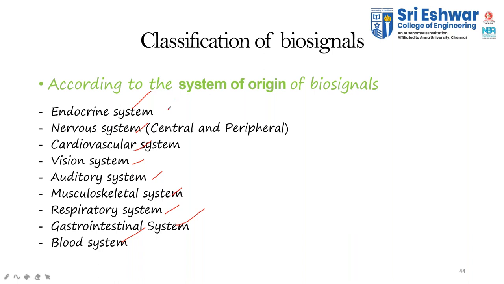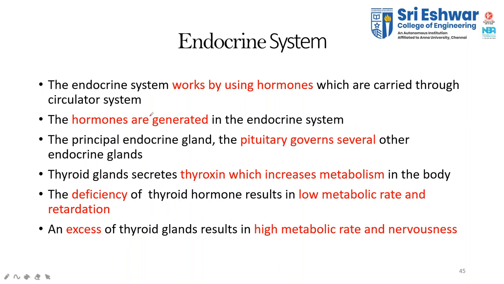Origin means the biosignals we are going to take. All these systems are comprised in the human body. First of all, we are going to look at the endocrine system. So what is the endocrine system? It works by using hormones. You can see a few people are affected with hormone imbalances. This endocrine system predominantly works for secreting hormones inside the human body.